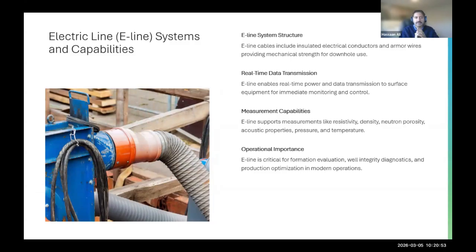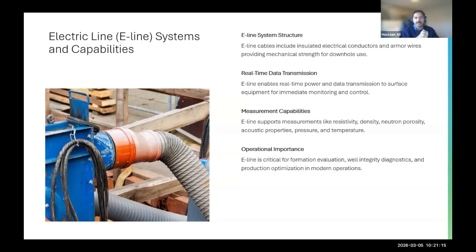E-line systems are effectively electric line systems. Now, with the electric line and mechanical line, the difference is the data and the signals that you are getting. In mechanical line, you are not getting any signal. It's just all by feel and by performing certain operations. With electrical line, you are getting information from downhole.